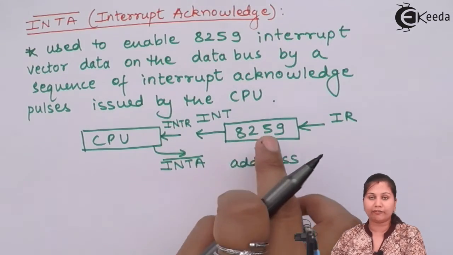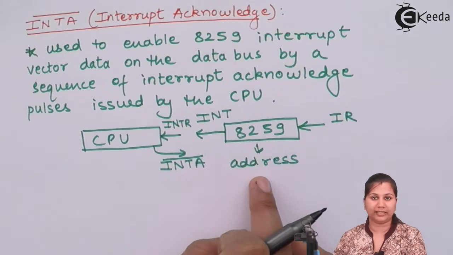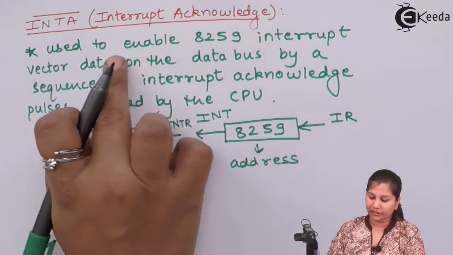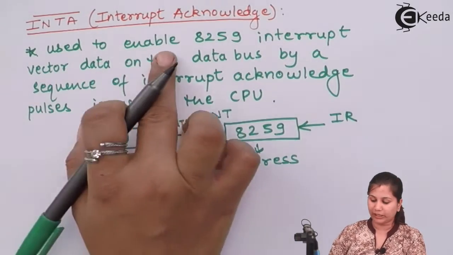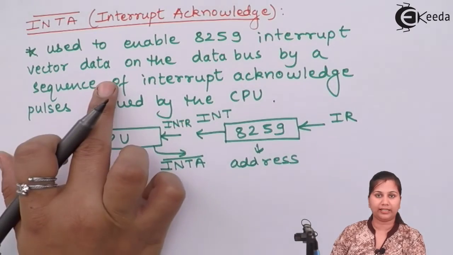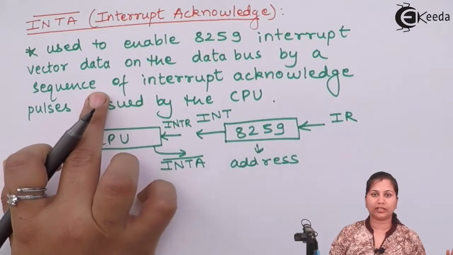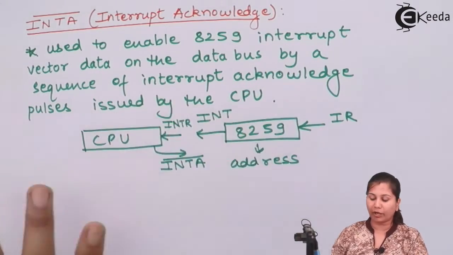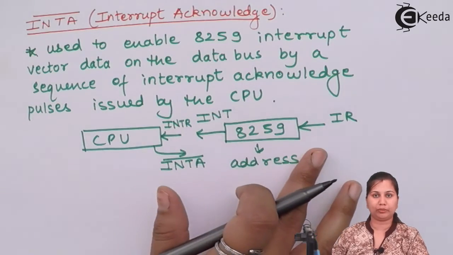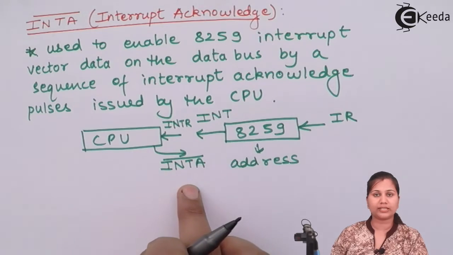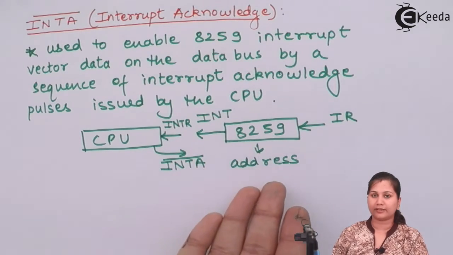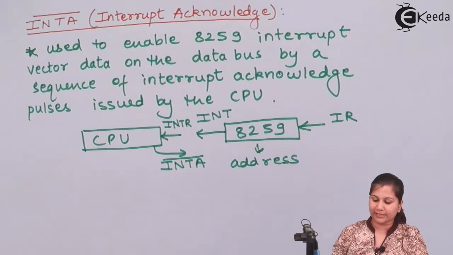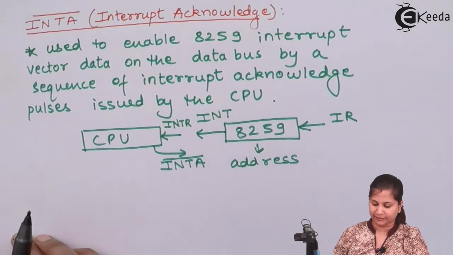So when this signal is given to 8259, it is going to provide the address on the data bus. I have written here that this signal is used to enable the 8259 interrupt vector data, that is the vector address, on the data bus by a sequence of interrupt acknowledge pulses issued by the CPU. So in response to these interrupt acknowledge signals, the interrupt vector address will be available on the data bus. That is the function of this interrupt acknowledge signal.